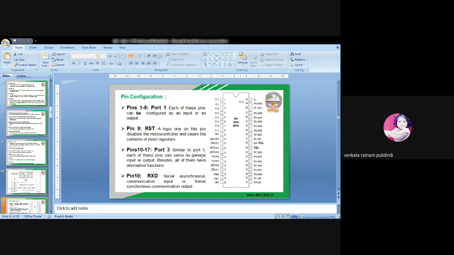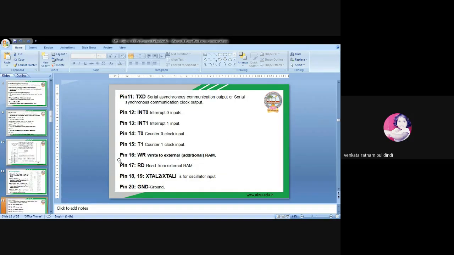RxD and TXD. And here the 12th pin is also used for interrupt INT not, the 13th pin is used for INT 1, and the 14th pin is used for T not, the timers. We can explain each and everything. Okay, we have all the pins. The 11th pin is the serial asynchronous communication output. Transmit means output.